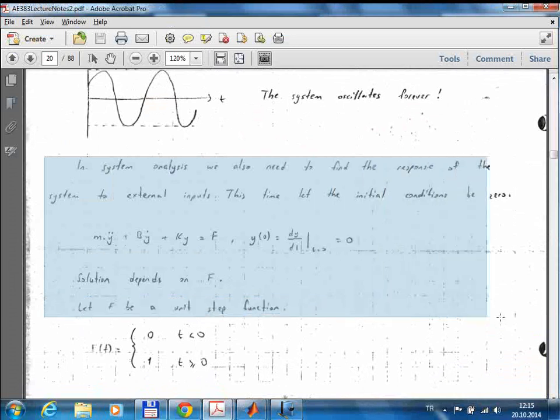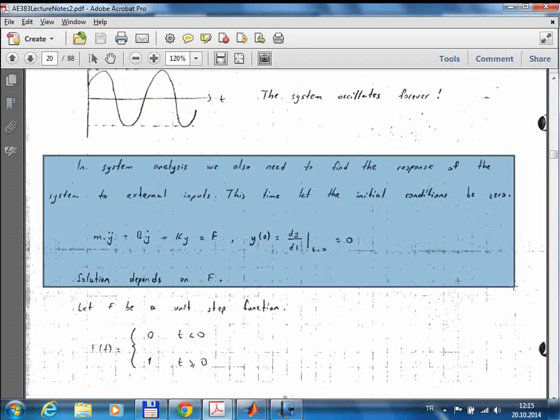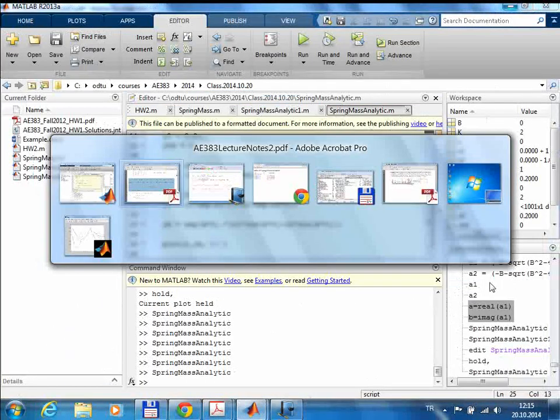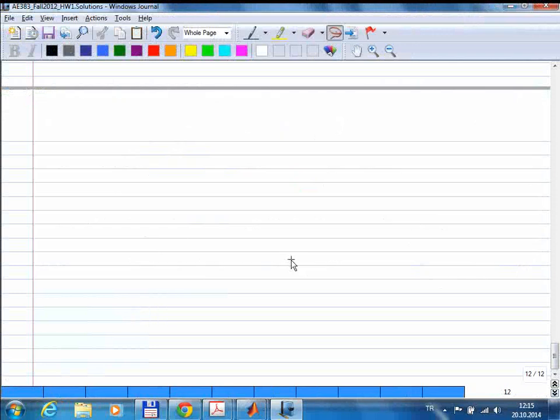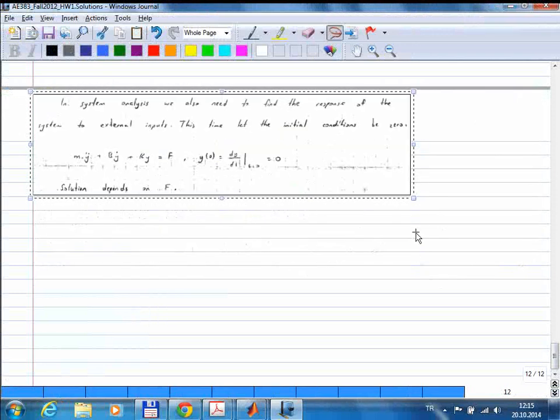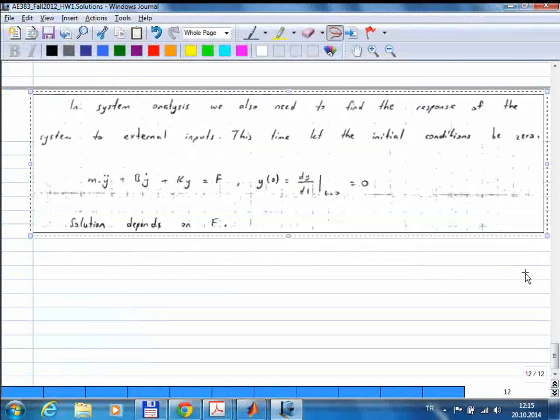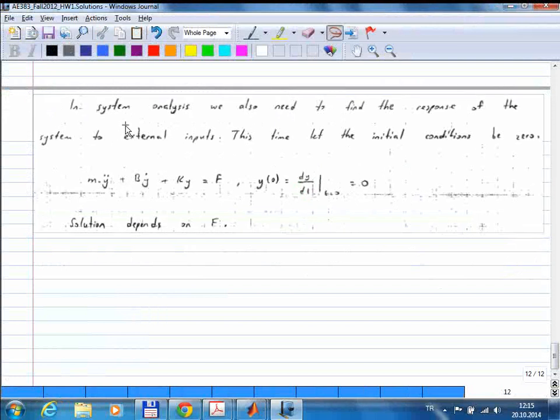Now this is the more interesting part actually. Finding the response to initial conditions is really easy. But what's more interesting in reality is when the system is supplied with an external input. So this time we also need to find the response of the system to external inputs. This time, to make the problem simpler, I'm assuming that the initial conditions are 0. We're starting from 0 condition.